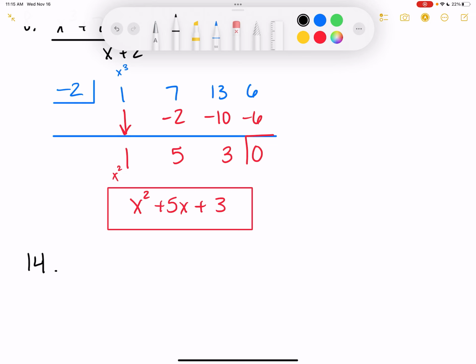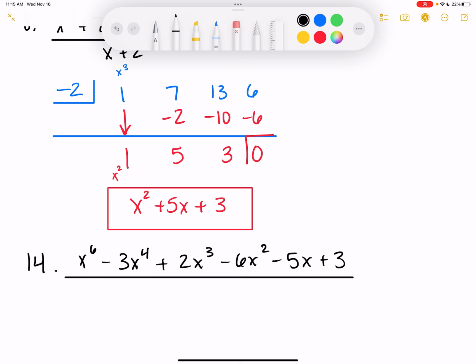All right, 14. We've got x to the 6th minus 3x to the 4th plus 2x cubed minus 6x squared minus 5x plus 3 divided by x plus 2. And just something to remember is that if there's a number in front of x, or if x is raised to a higher power, we can't do synthetic division. We would have to do polynomial long division.